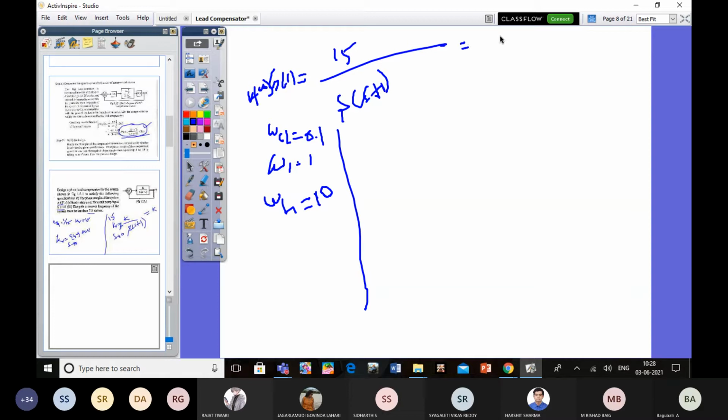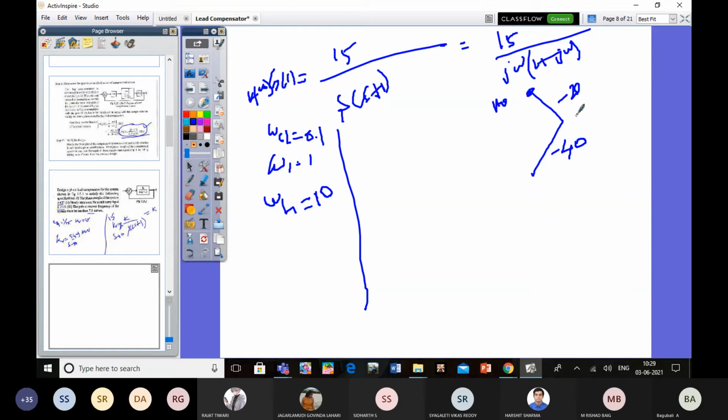S is equal to J omega, you can substitute. We will get 15 divided by J omega into 1 plus J omega. Tell me, what is the approximate slope? Minus 20 at first, and then minus 40. One pole lies at the origin, giving minus 20. Another pole is located at omega equal to 1, which contributes another minus 20 dB. So the slope changes from minus 20 to minus 40.